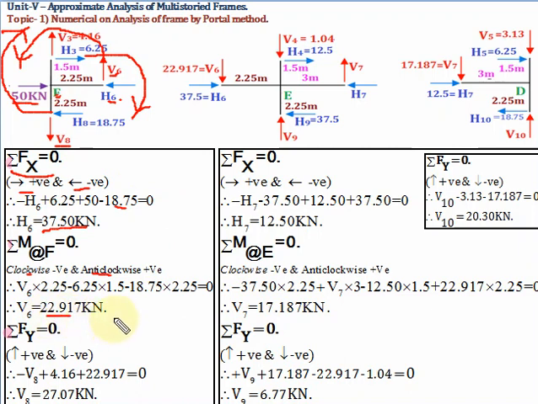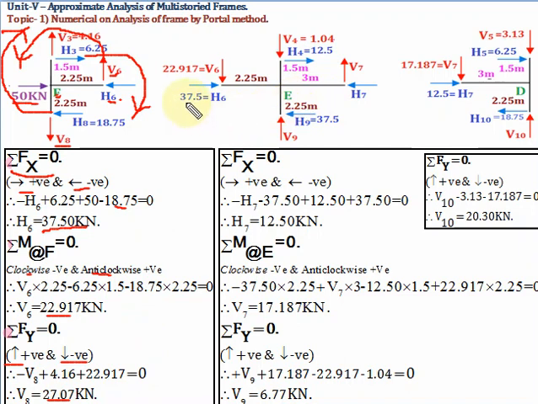Now you have to apply the next equilibrium equation, that is summation Fy equal to 0. Consider upward force positive, downward force negative. Now V8 acting downwards, minus, 4.16 acting upward, plus, and 22.91, that is V6, acting upward, positive. So we'll get the value of V8 as 27.07.